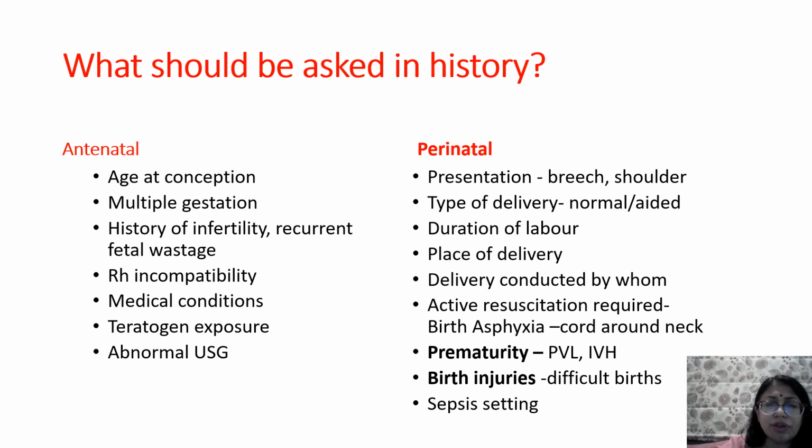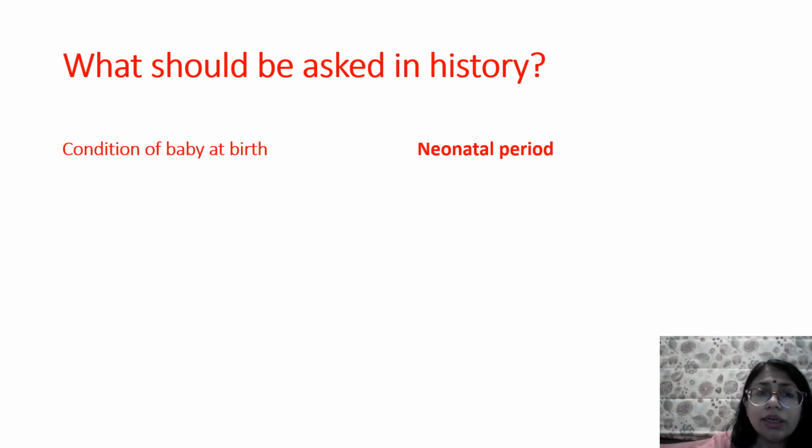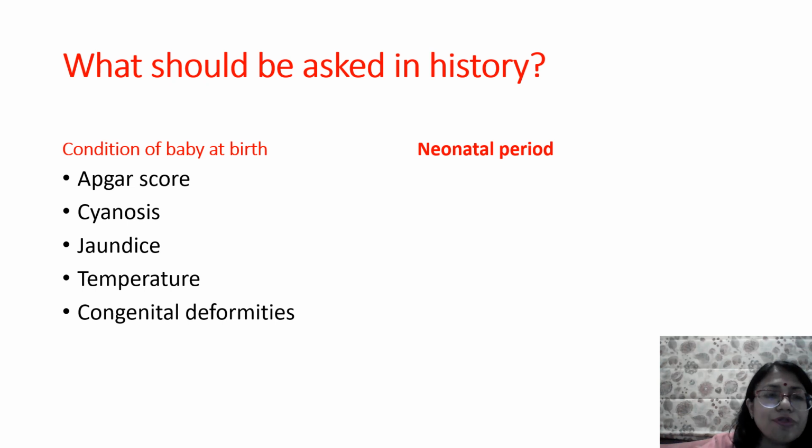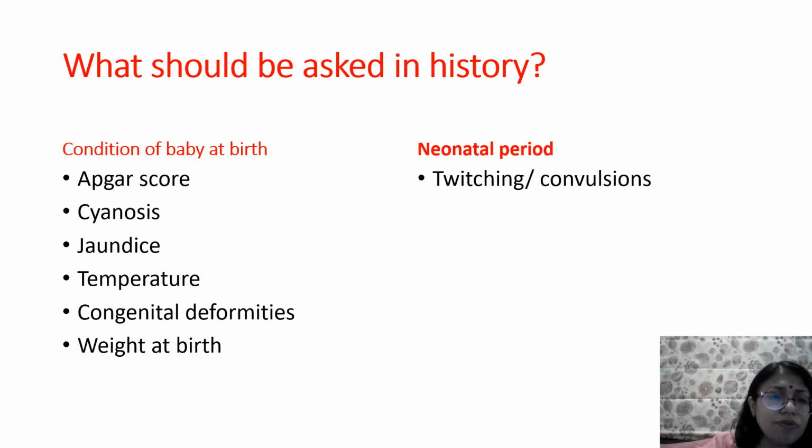What was the place of delivery, whether it was institutional or conducted at home, and who conducted the delivery? Whether the child required active resuscitation at birth, whether there was prematurity associated or an actual difficult delivery, and if there was sepsis. Then what was the condition of the baby at birth? We need to know the Apgar score, if there was any cyanosis or jaundice, if the child faced any hypothermia or hyperthermia, or if there were obvious congenital deformities, and what the birth weight was.